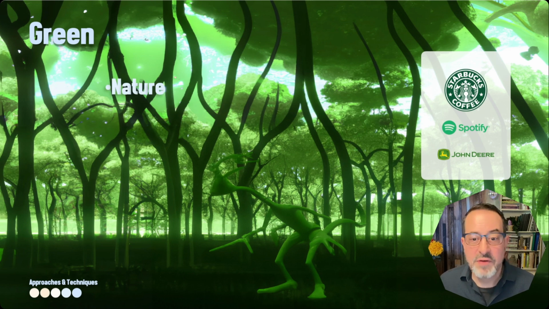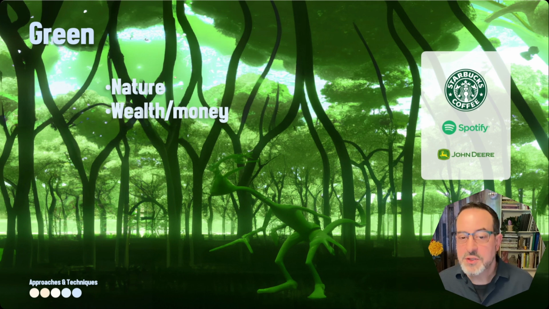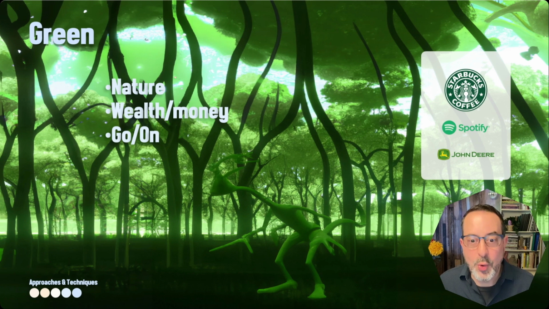It's really the color of nature and trees and plants. It can also be associated with wealth and money. Here in the US, greenbacks, dollar bills. It's considered a wealth color. It's also considered a go color on green lights. Green means go. It's also associated oftentimes with health because it's natural, it's plant oriented.